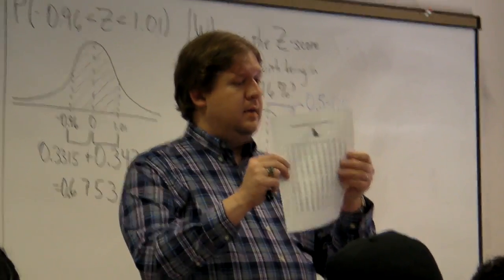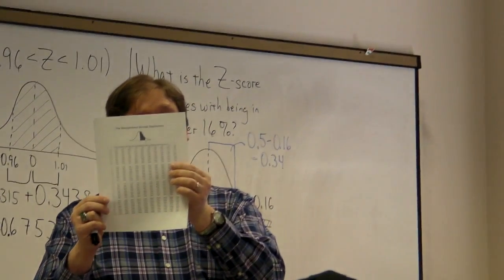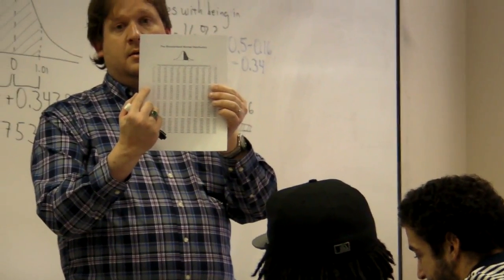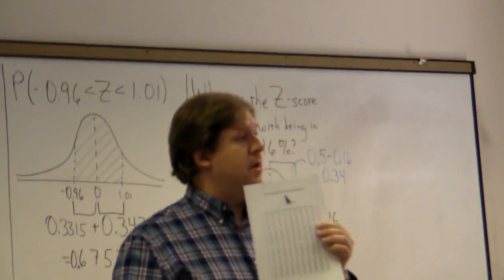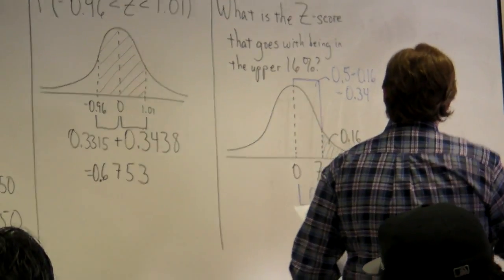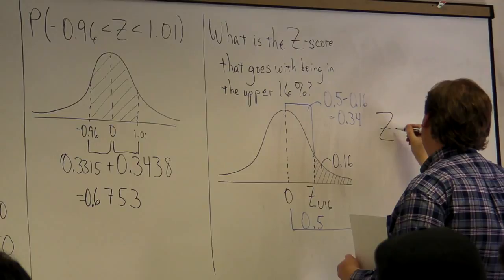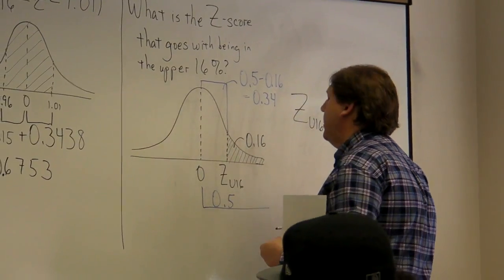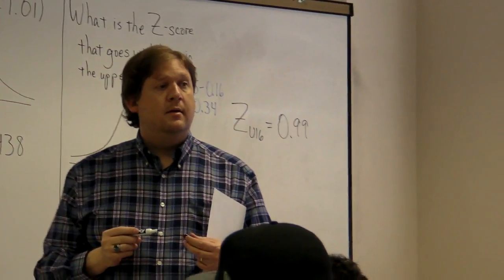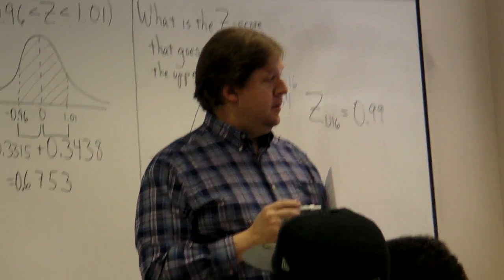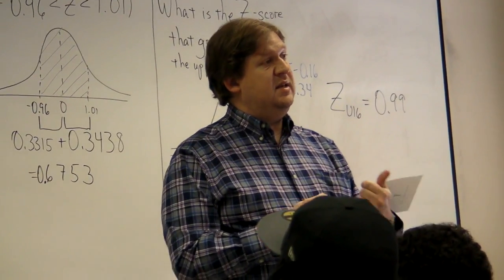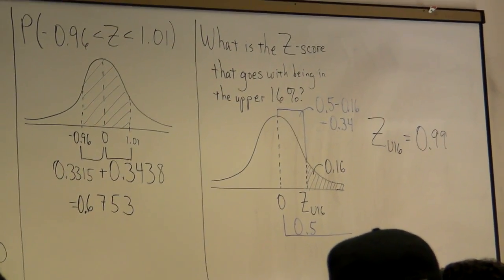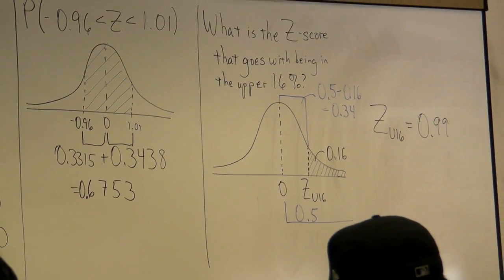And then what you do is, okay, here's 0.3389, so you go across, you find that it's in the 0.9 row, it's in the 0.09 column. I didn't actually plan this out, but this is okay. In this case, I find a Z of 0.99. So to be in the upper 16%, I need to be 99/100ths of a standard deviation above the mean.